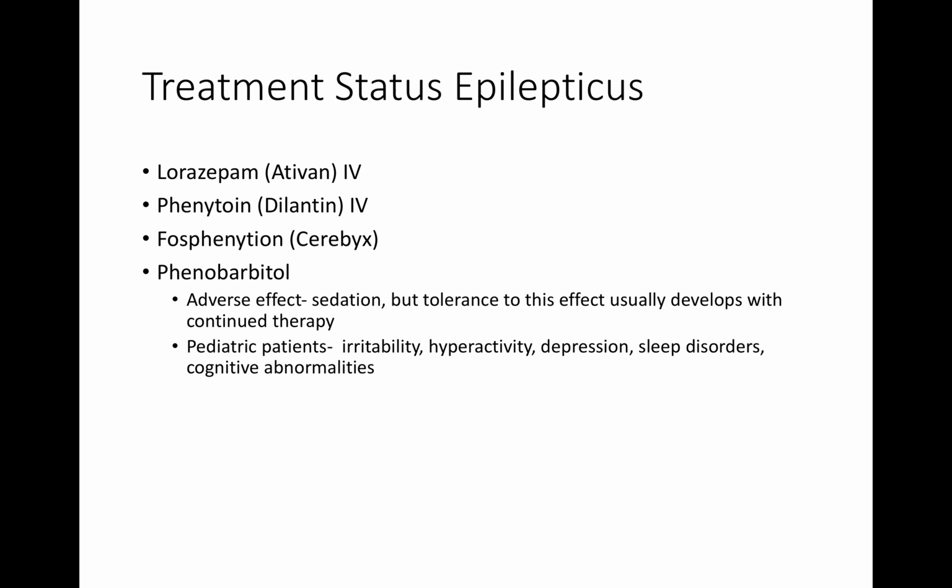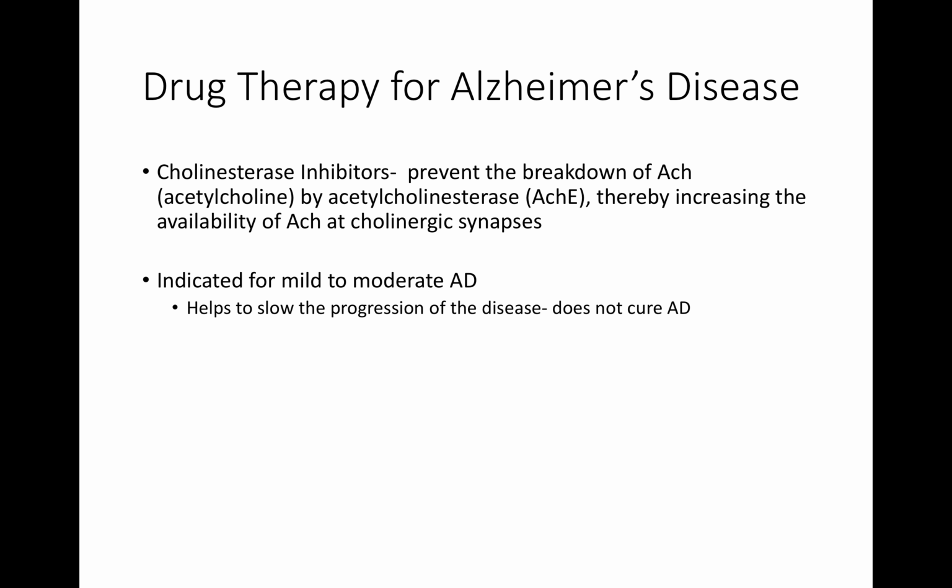So again, you're going to get that history from the parents, and then they can try something else. Okay, so that's for our seizures. Moving right along, we're going to go into our drug therapy for Alzheimer's disease, and we covered that.